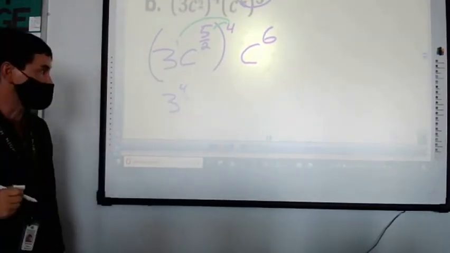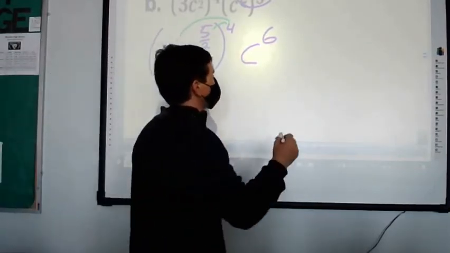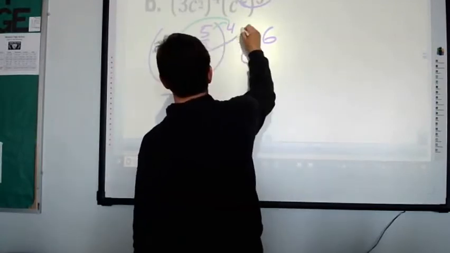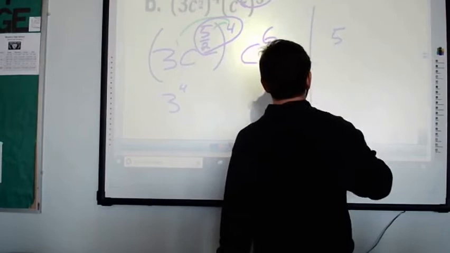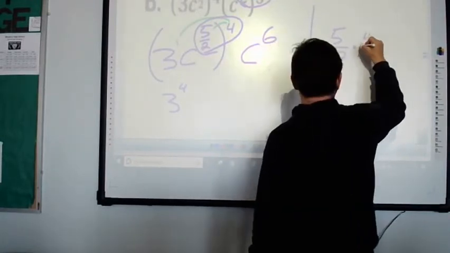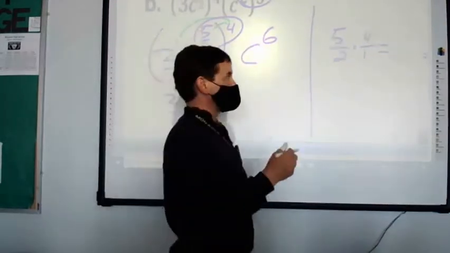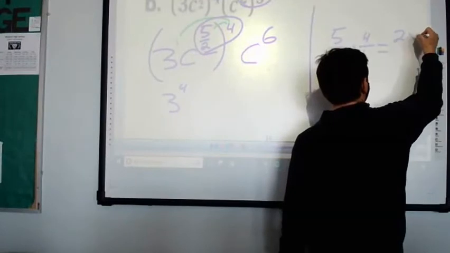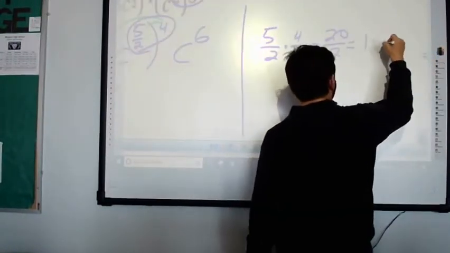I'm just going to show this step though. And this one you can cross cancel as well. So let's talk about the 2 different ways to handle this fraction whole number multiplication. So just off to the side, 5 over 2 times 4 over 1. Remember, if you like to multiply straight across top and bottom, 20 over 2, which equals 10.